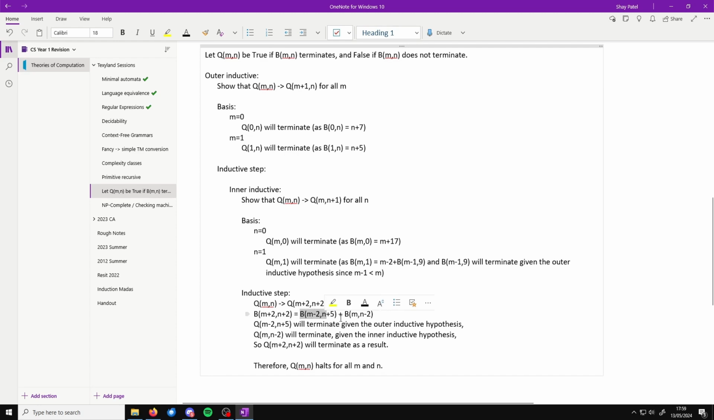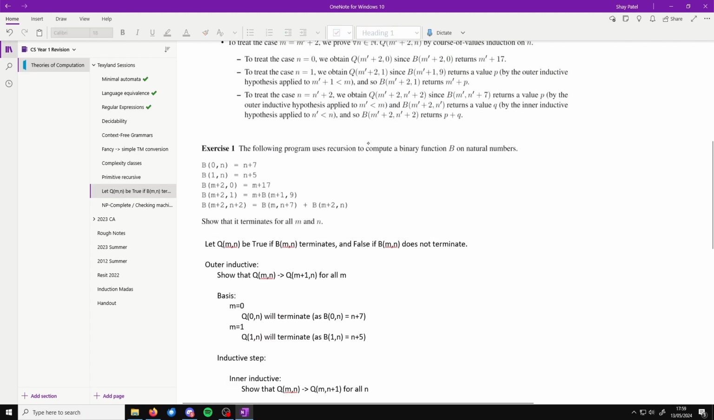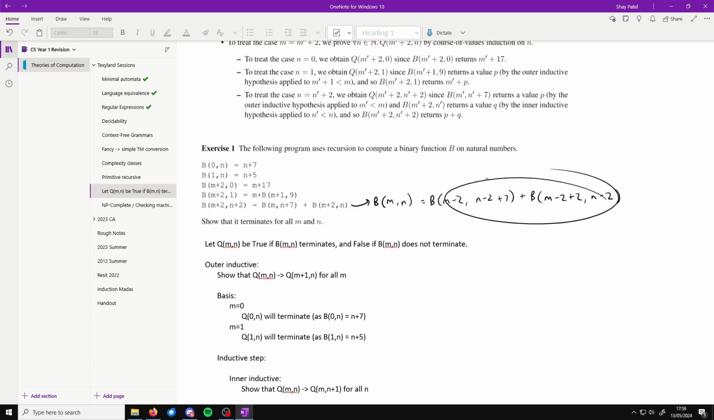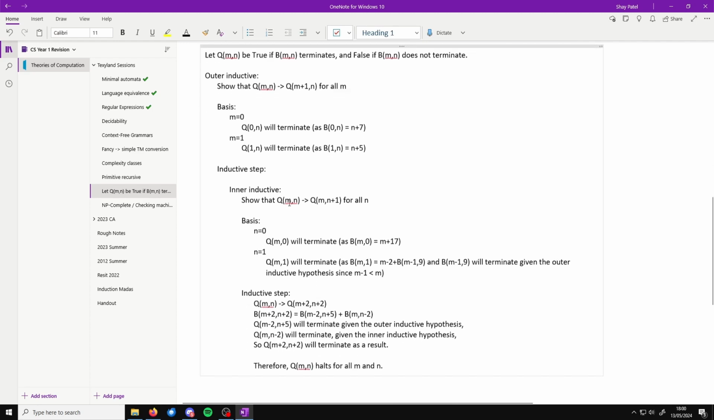Why b? Okay, the reason I did that was because b m plus 2 n plus 2 is the same as writing b m n maps to b m minus 2 n minus 2 plus 7 plus b m minus 2 plus 2 n minus 2. All I've done is subtract 2 from all of the occurrences of m and n. So this would now be b m minus 2 n plus 5 plus b m n minus 2. So that's why I got that. I wrote n plus 2 on the left. Yeah.